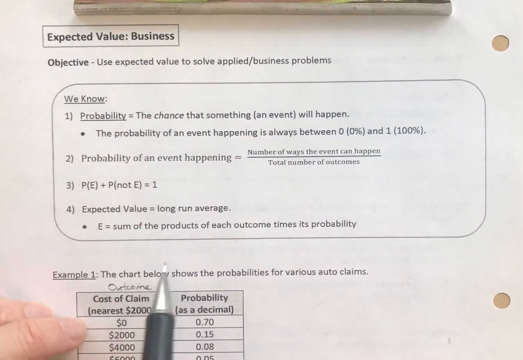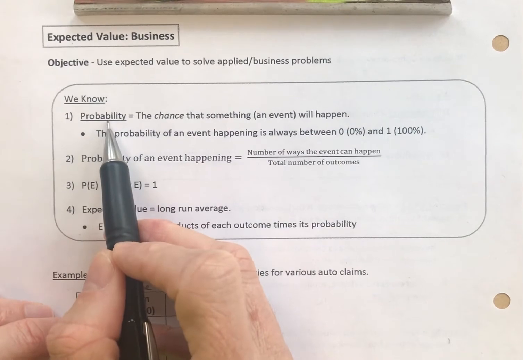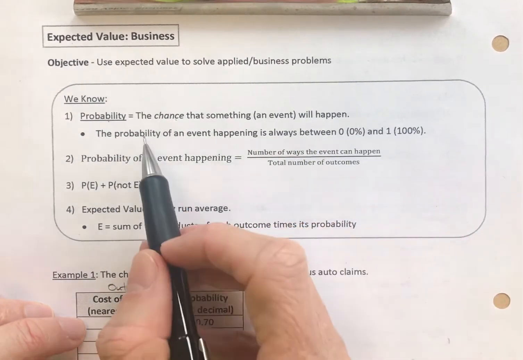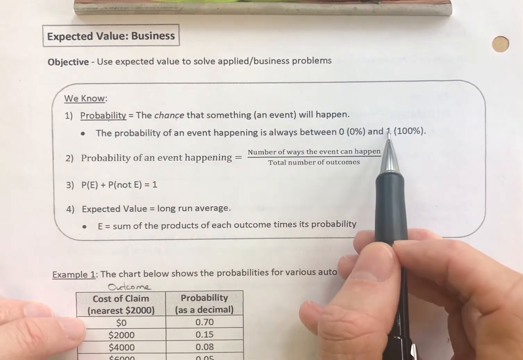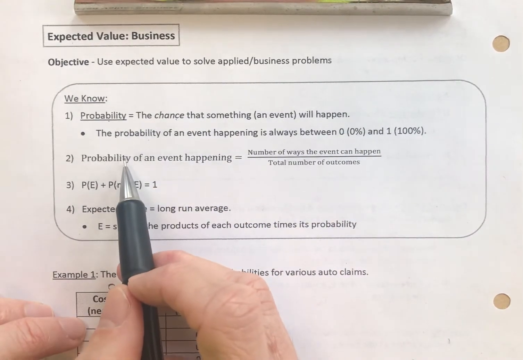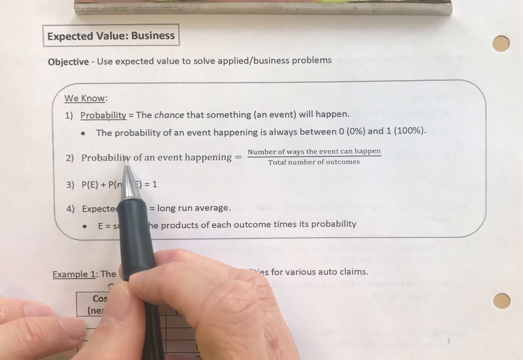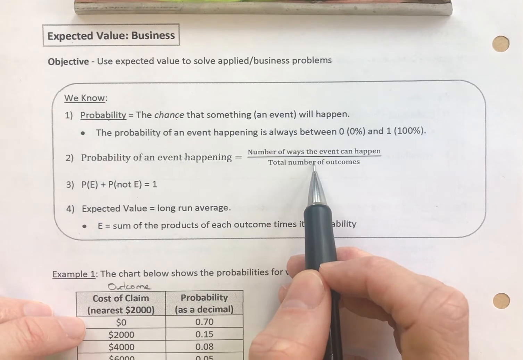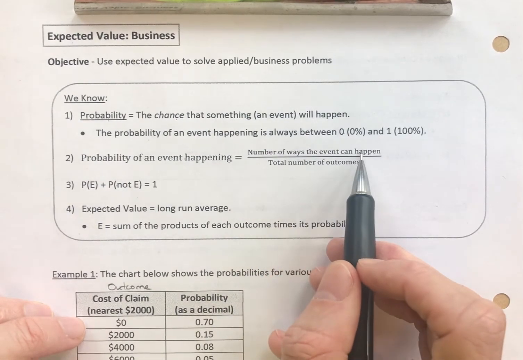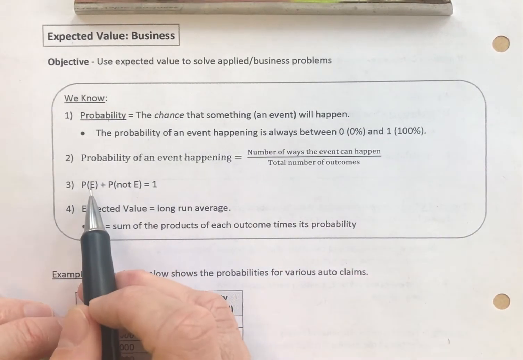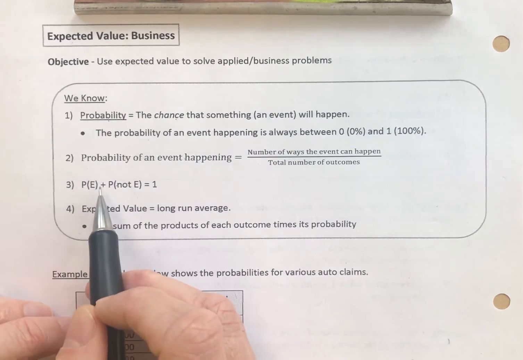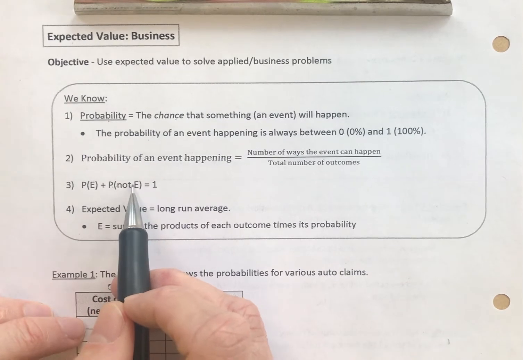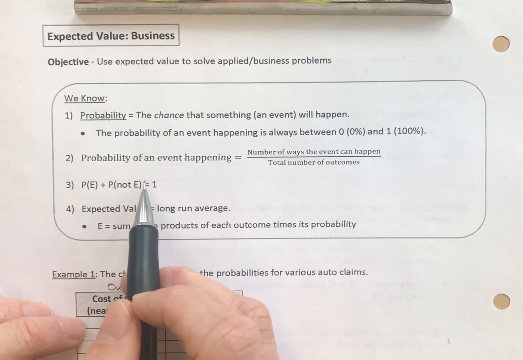All right, what do we come in knowing? Well, we know what probability is, the chance that something will happen, and it's always between 0 and 1. We know how to find the probability of an event happening. The denominator is the total number of outcomes. The numerator is the number of ways the event can happen. We know that the probability of an event happening plus the probability of the event not happening, or the other events, is 1. That's everything.